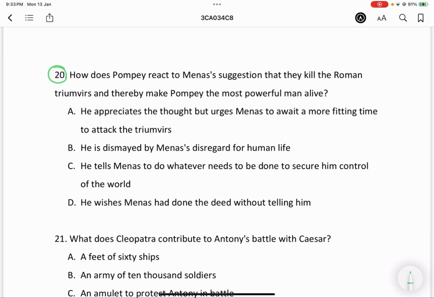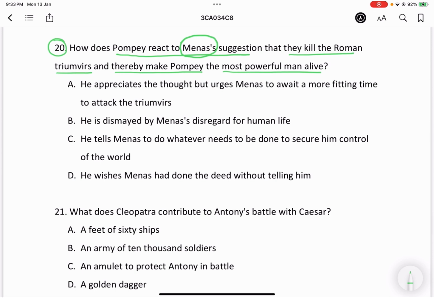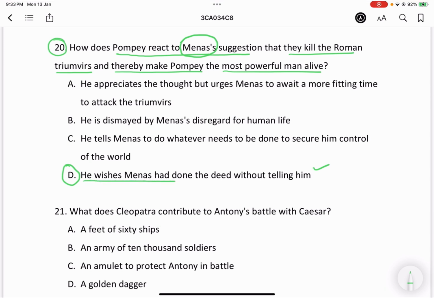Question number 20. How does Pompey react to Mina's suggestion that they kill the Roman triumvirs and thereby make Pompey the most powerful man alive? When the triumvirs are at Pompey's ship, one of Pompey's officers, Mina, suggests that they should kill them while they are drunk. To which Pompey replies that, answer D, he wishes Mina had done the deed without telling him.